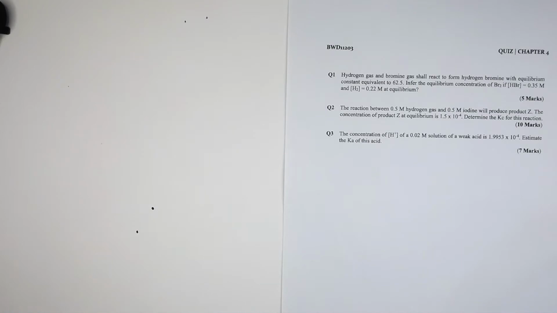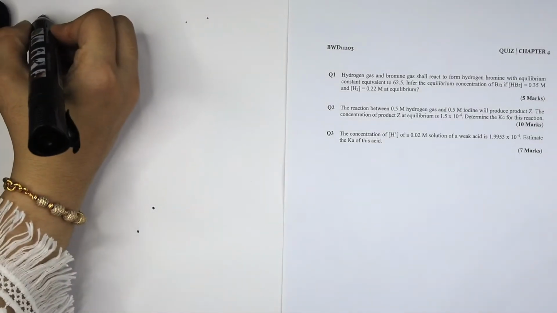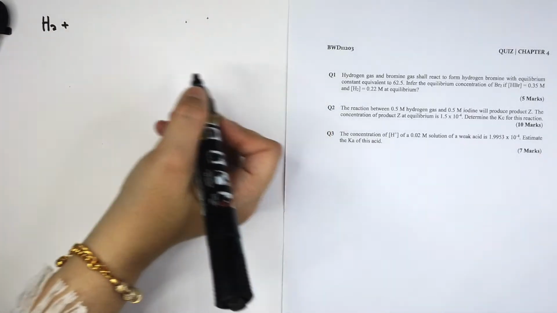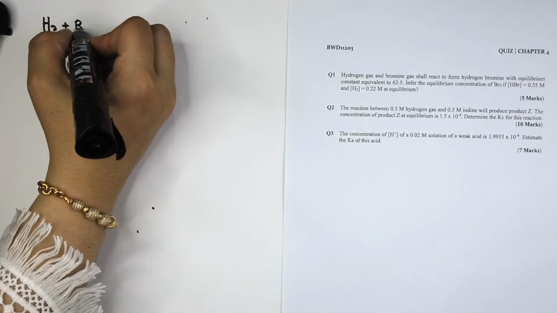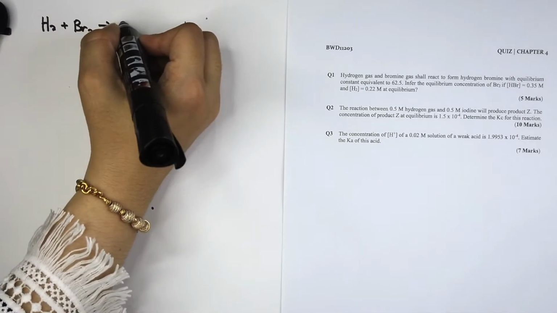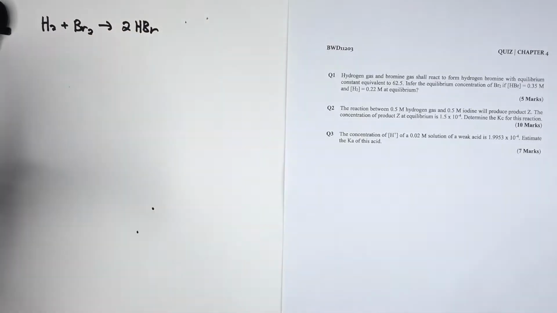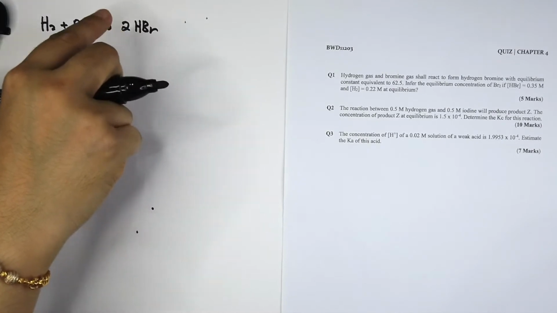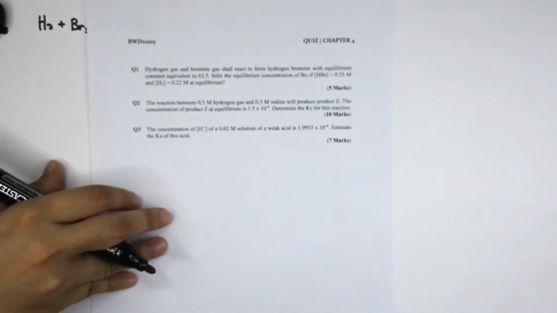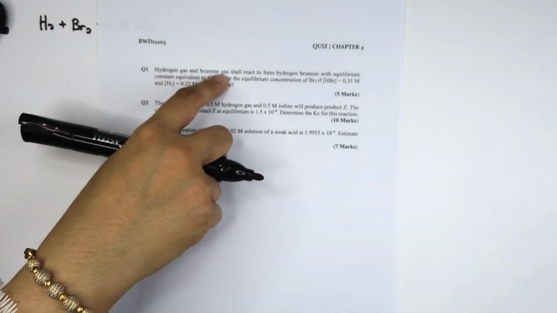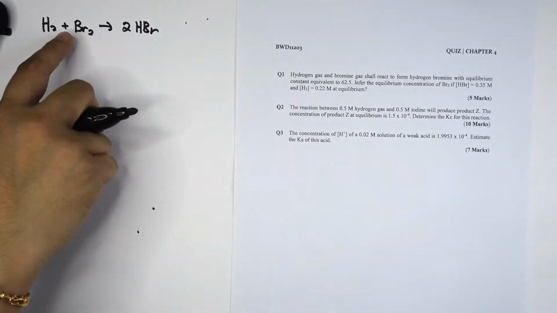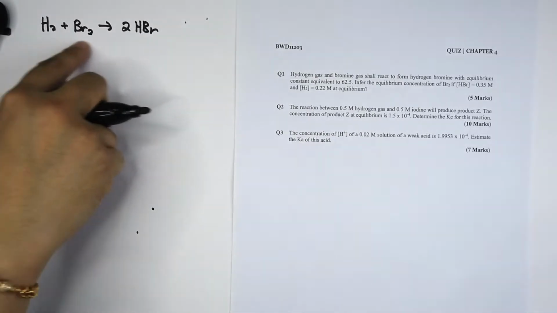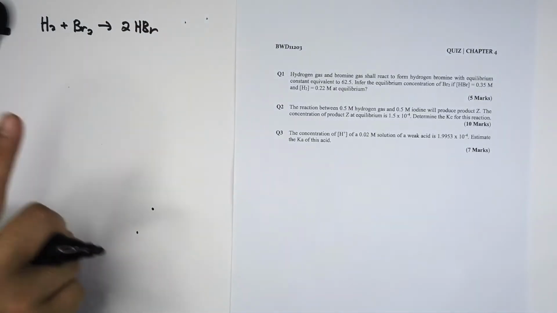This is a rather straightforward question, so how you're going to tackle this question is that you need to write the chemical equation, which is actually given to you in the question. So H2 plus Br2 will produce 2HBr, right? Make sure that you write the balanced equation, because in the question you're just given hydrogen gas plus bromine gas will produce hydrogen bromide. So you know that H2 plus Br2 will produce HBr, but you need to balance this equation out. If not, your Kc will not be correct.